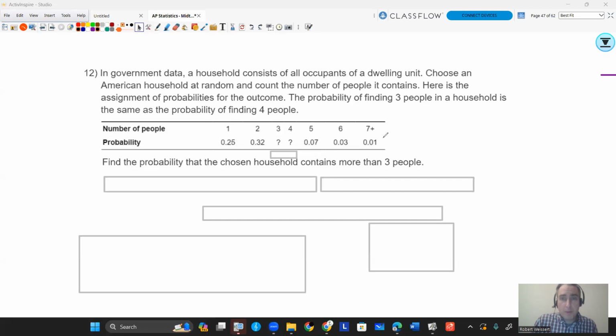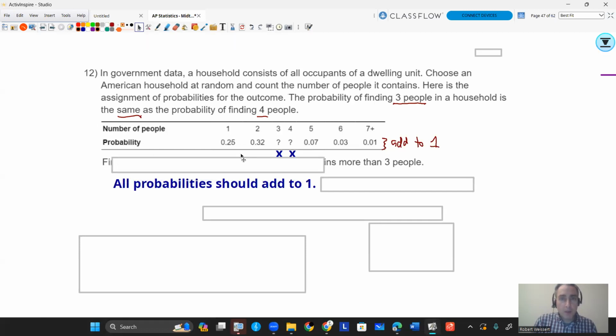First thing you have to know is in probability distributions, these are all going to add to 1. We know what the other outcomes add to, and the probability of finding 3 people is the same as the probability of finding 4 people. So we can figure out what 3 and 4 are because we can add these numbers together, subtract from 1 and divide by 2. So what I would do on a problem like this is call these both x, and then set up an equation.